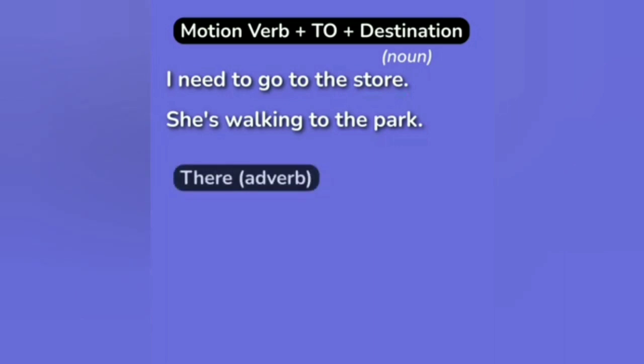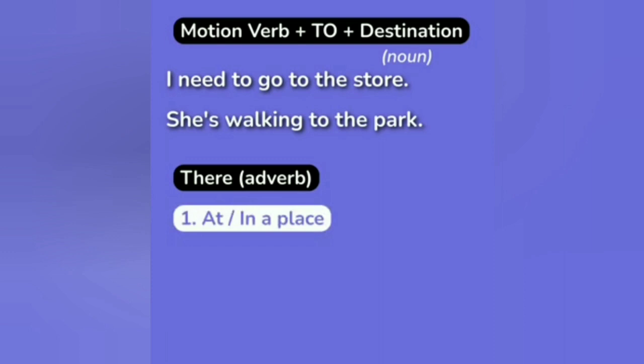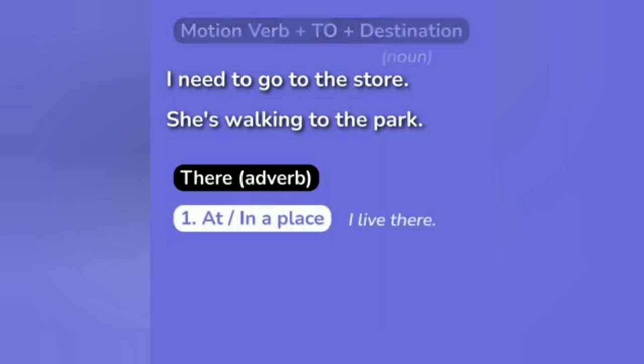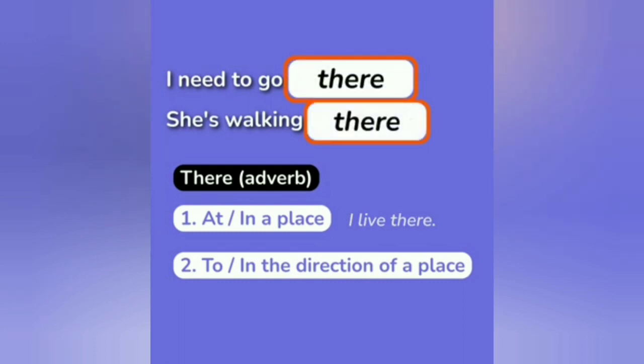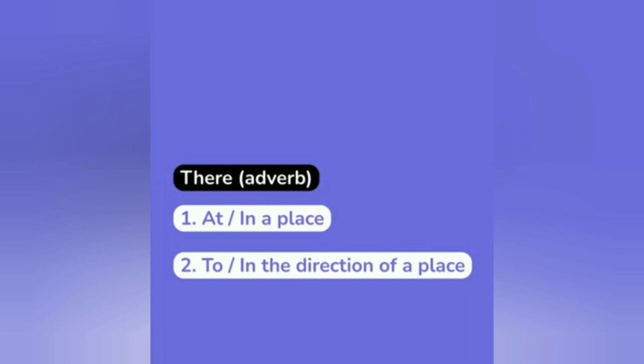However, there is an adverb that has multiple meanings. It can mean at or in a place, like I live there, but also there means to a place or in the direction of a place. When you use this word, it replaces the entire prepositional phrase. I need to go to the store, or I need to go there. She's walking to the park, or she's walking there. In other situations where there means in or at a place, the same rule applies.